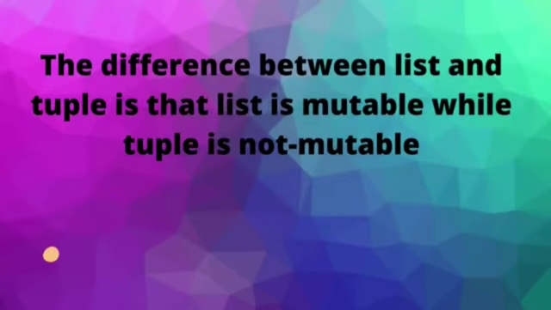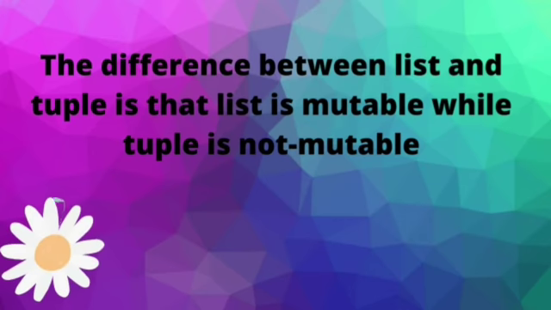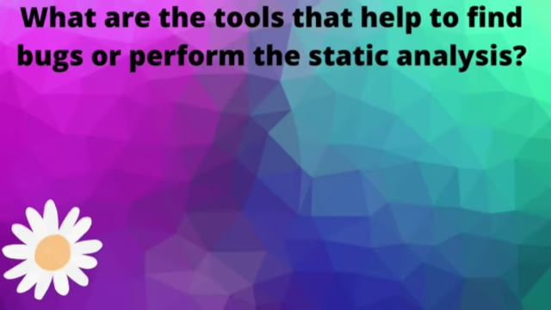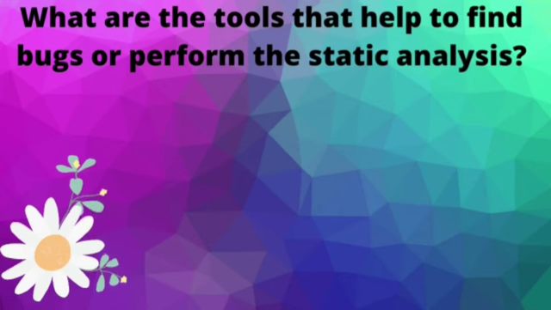And the answer, the difference between list and tuple is that the list is mutable while tuple is not mutable. And next question, what are the tools that help to find bugs and perform the static analysis?